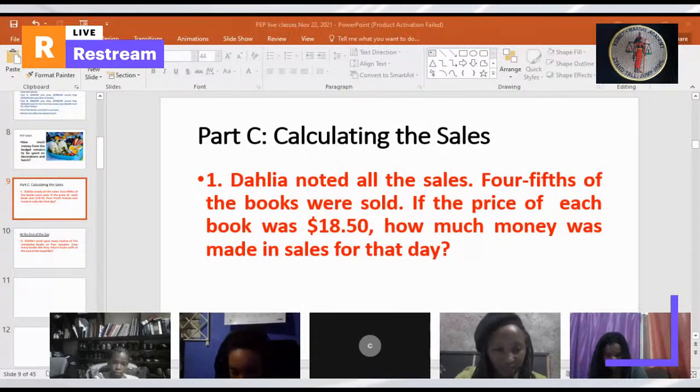Are you working it out, scholars? You have to be doing your multiplication. Set it out: $18.50 multiplied by 200. Your answer?